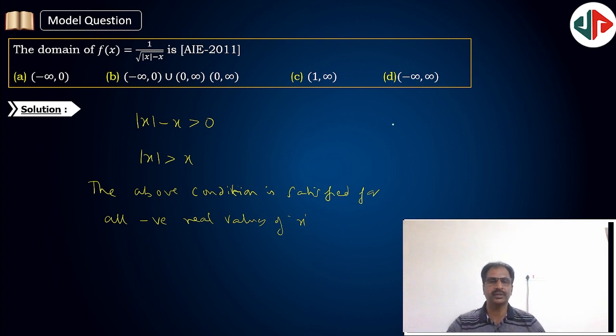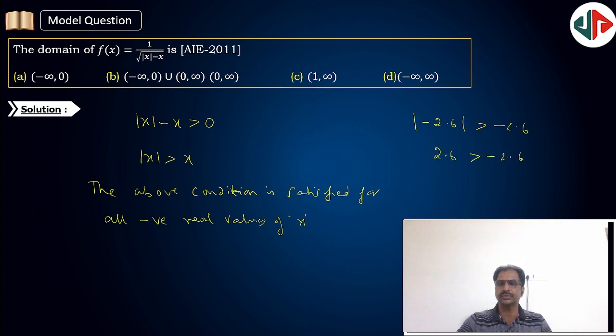How can we say that above condition is satisfied for all negative real values of x? Take some example. Let us say x is minus 2.6. What is mod of minus 2.6? 2.6 greater than minus 2.6, which is true.